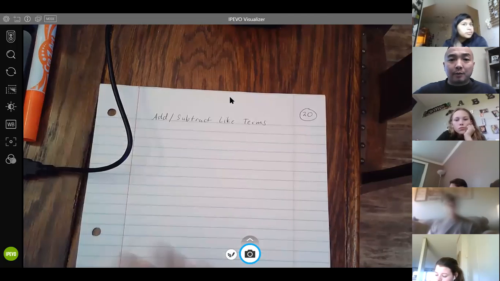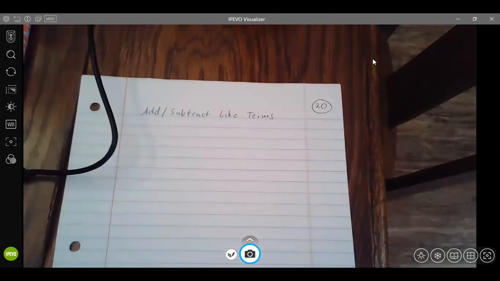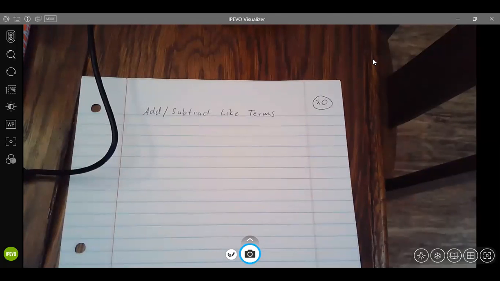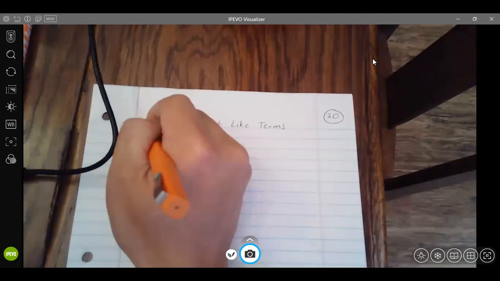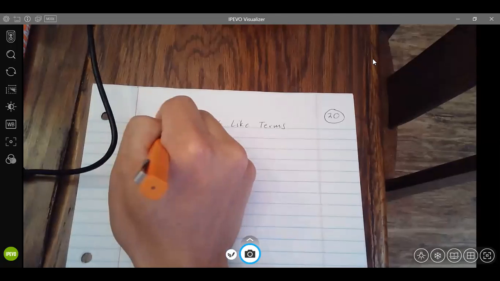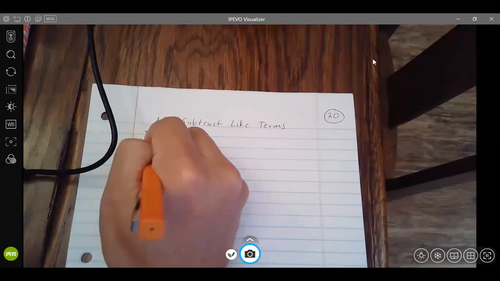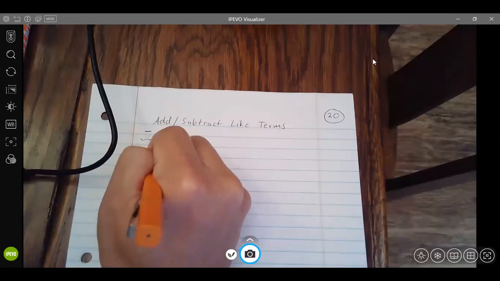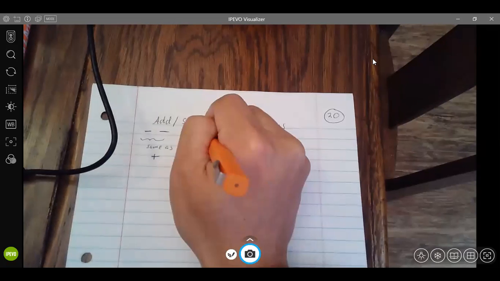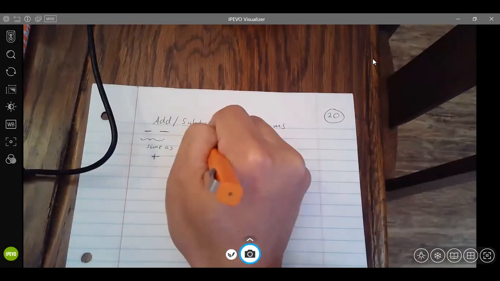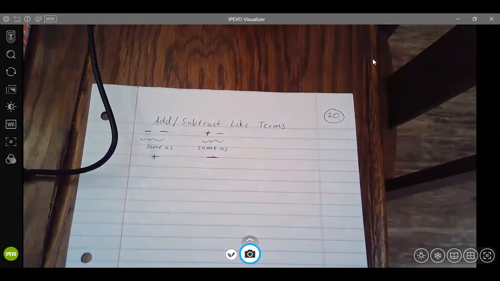All right, so add, subtract, like terms, page 20. And just in case it does something weird on here, I'm gonna do this. Okay, so first thing, a few pieces of notes I want you to write down. First thing is if you have a minus, a negative, this is the same as plus. Okay, I think you've heard me say this before. If you have a plus, a negative, this is the same as a single minus.